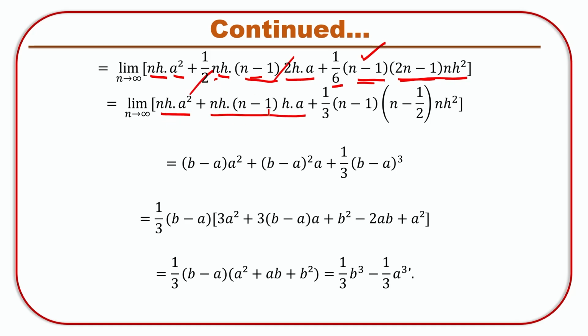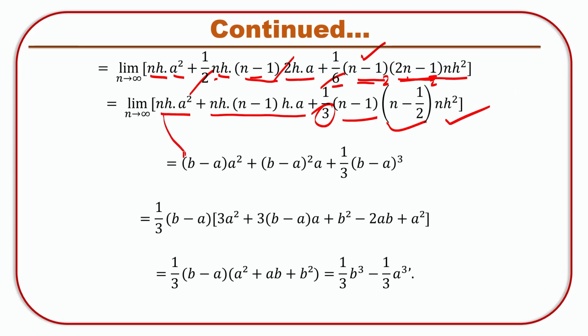So this will be nh into n minus 1 into h, and here you will find 2. So you can take this 2 common outside of the bracket. This will give you 2 into n by 1 by 2. So that becomes the 3. So 1 by 3 into n minus 1, n minus 2 into nh square.